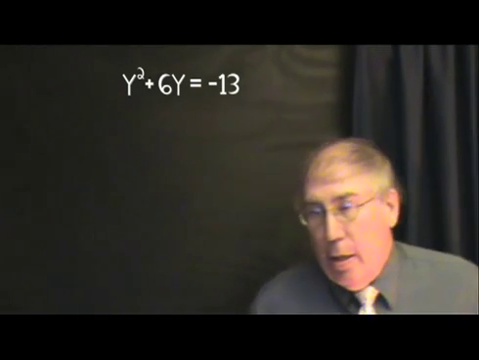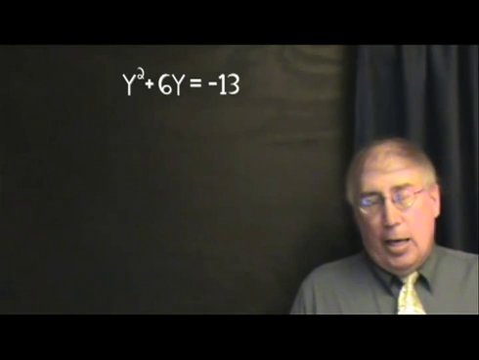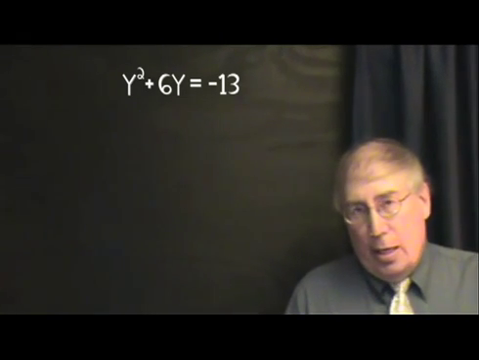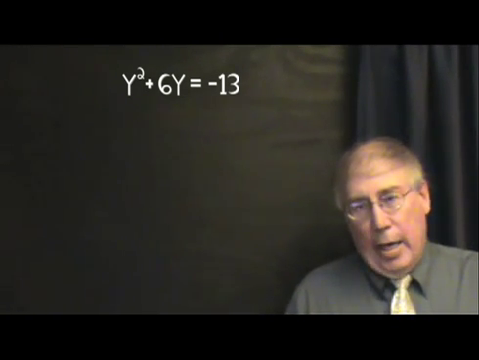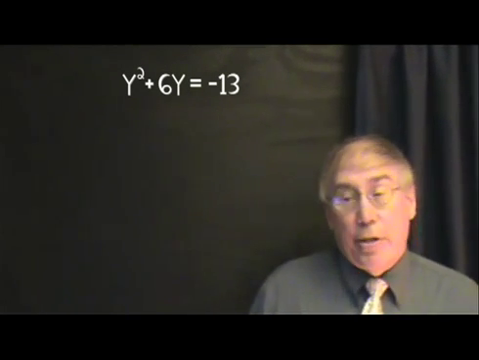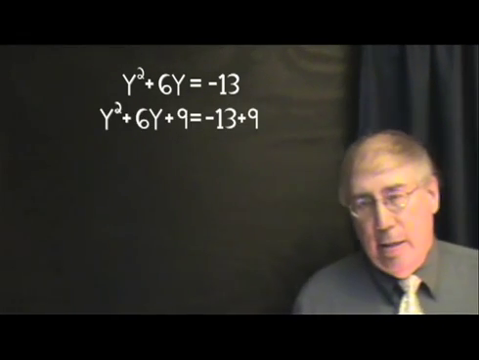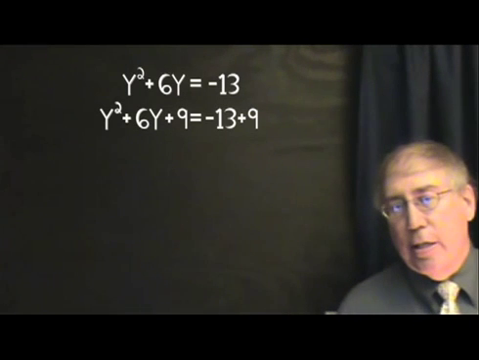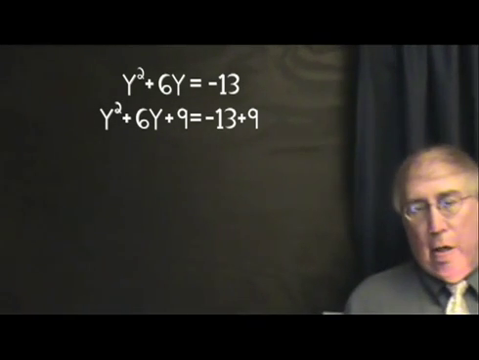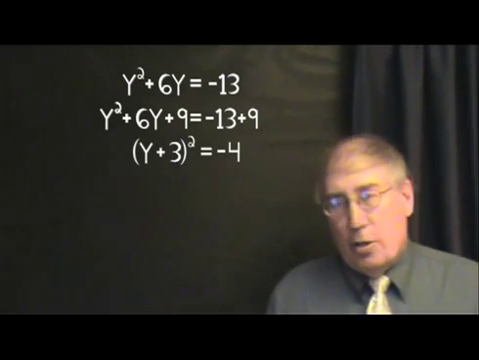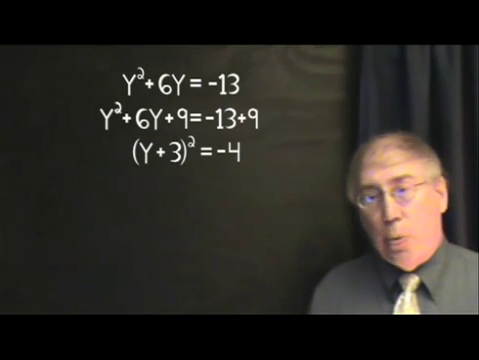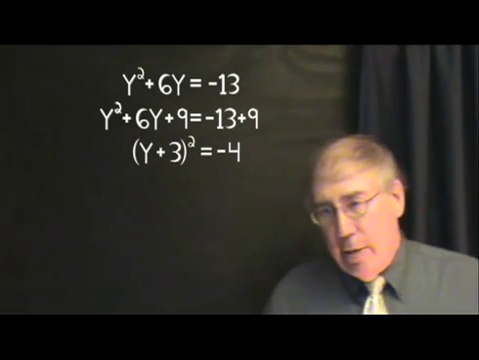This one here, let's take 1/2 of 6 and square it, and that'll give us a 9. And add that to both sides. And so then on the left-hand side there, that will be y plus 3 squared, equaling a -4.